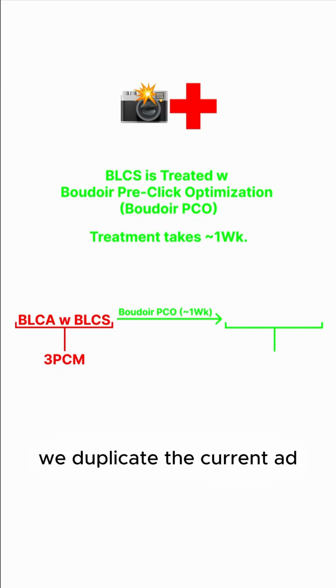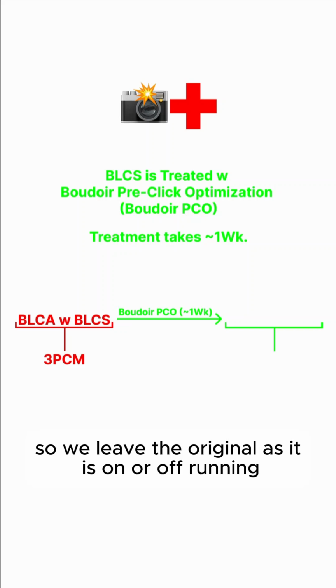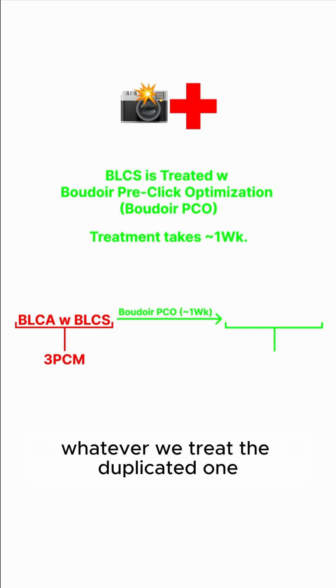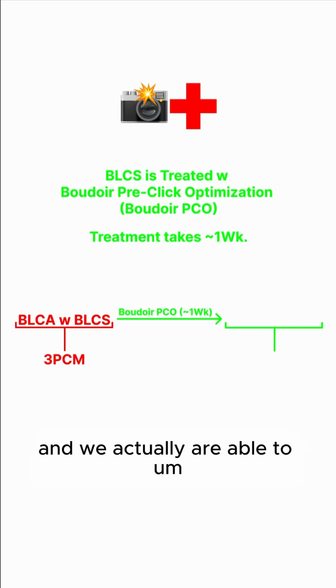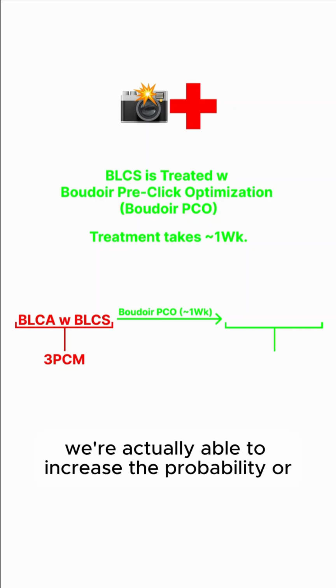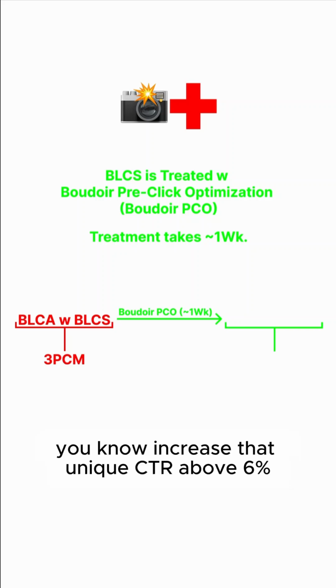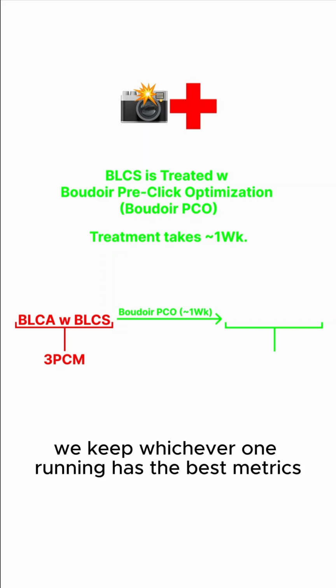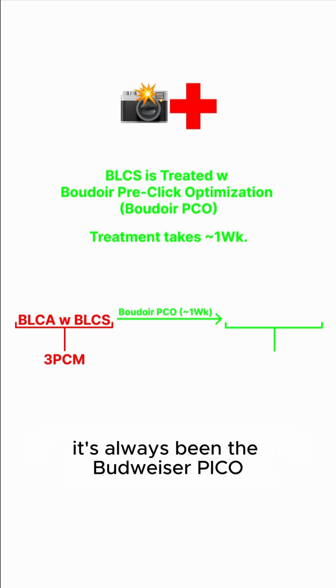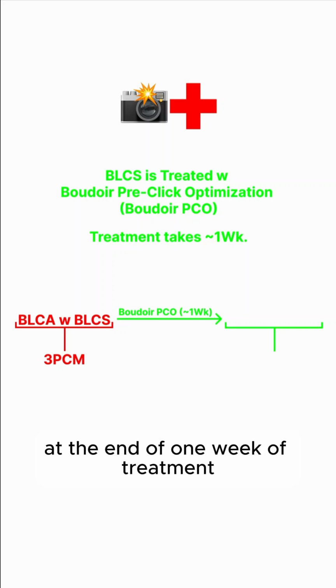Treatment's pretty simple. We duplicate the current ad, so we leave the original as it is, on or off, running, whatever. We treat the duplicated one, and we're able to increase the unique CTR above 6%, and we keep whichever one has the best metrics. It's always been the Boudoir Pico treated one that has the best metrics at the end of about 1 week of treatment.